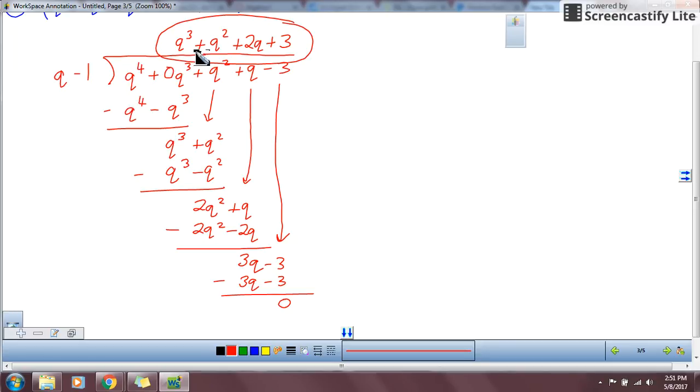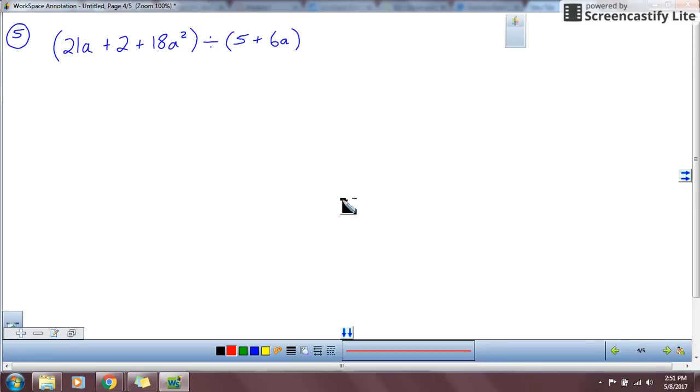Q times by 2q would give me 2q squared. 2q times q, 2q squared. 2q times negative 1 would be negative 2q. I have to drop this one down. I'm going to subtract them. These ones cancel. 1 plus 2 gives me 3q.